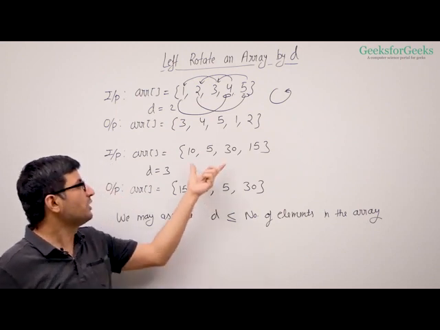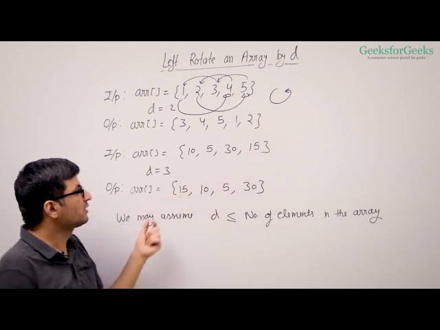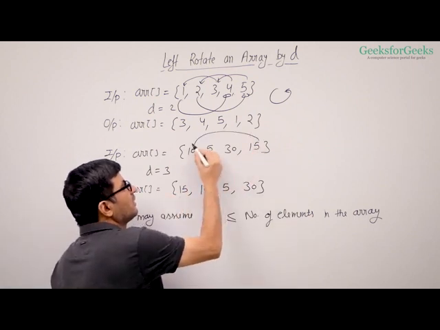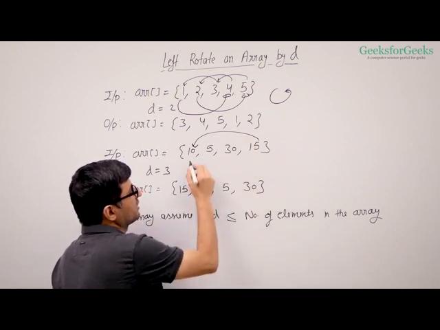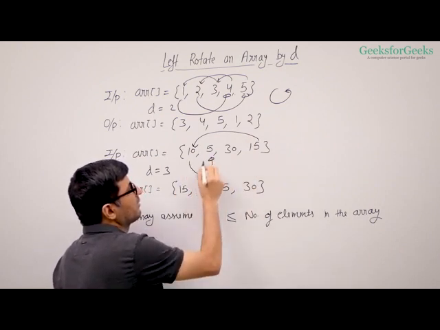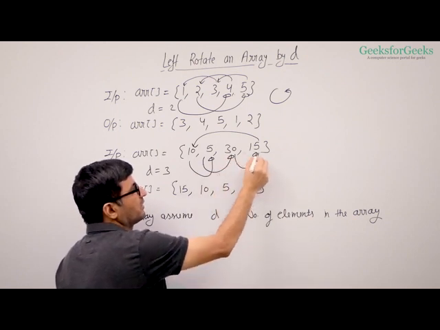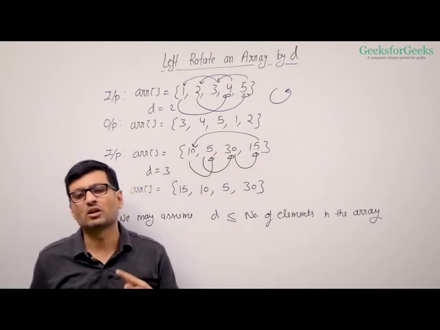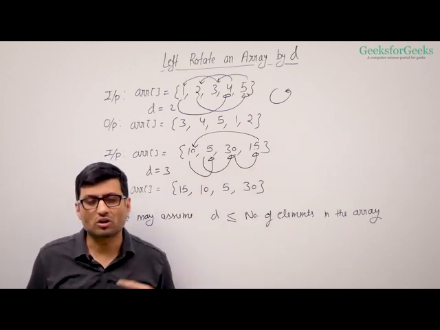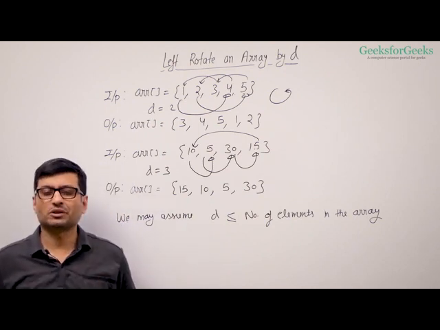In this array, we need to rotate this array by 3. So 15 comes here, 3 positions back. And these elements go 3 positions back in a circular manner. So this 10 goes here, 5 goes here, and 30 goes here. Right? 1, 2, 3, 3 positions in circular manner, in counterclockwise manner. Please pause this video and try to think of a solution for this problem.